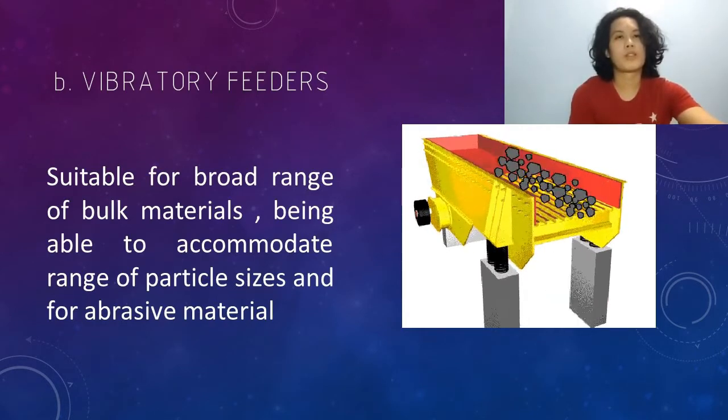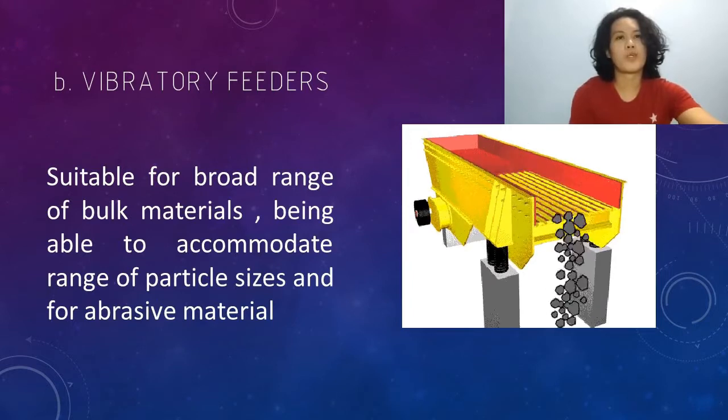So a belt weigher is used only to measure the material flow rate, but a weigh feeder can measure the material flow and also control or regulate the flow rate by varying the belt conveyor speed.